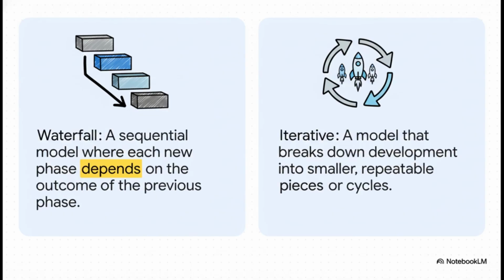But not every project takes the exact same road. There are different ways to follow this map. For example, you've got the waterfall model. This one's super strict and step-by-step. You have to finish one phase completely, 100%, before you can even think about starting the next. It's like building a house one floor at a time. Then you've got the iterative model. This is totally different. It's more like building with Legos. You build and refine the software in small, repeatable chunks or cycles.